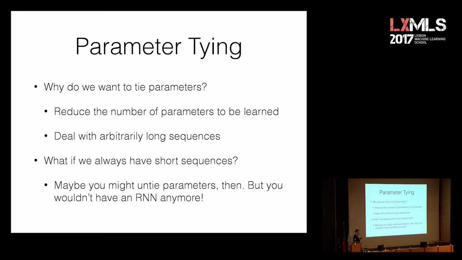Now, if you always have short sequences, you might say, well, do I really want to tie parameters? Maybe you actually don't. Maybe you do want to untie them. But then you wouldn't have an RNN anymore. You'd have some other different kind of interesting model.